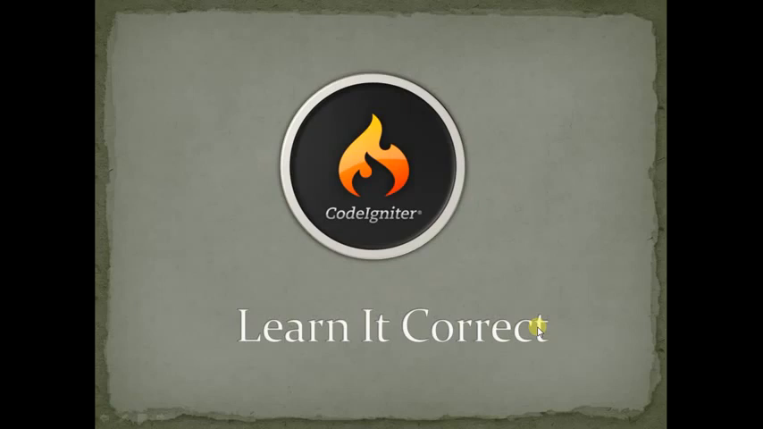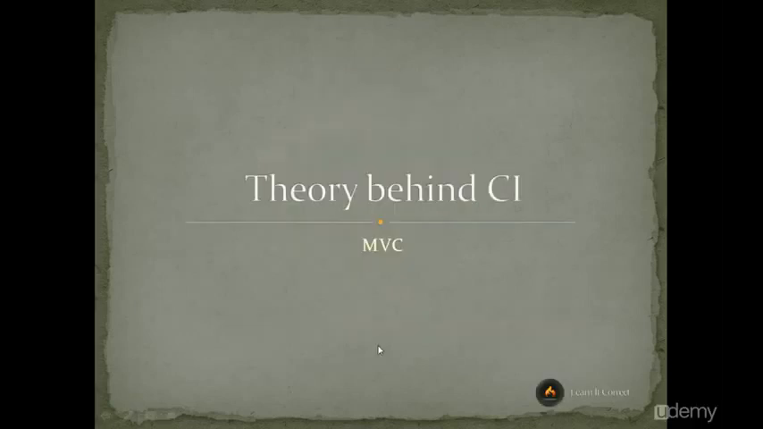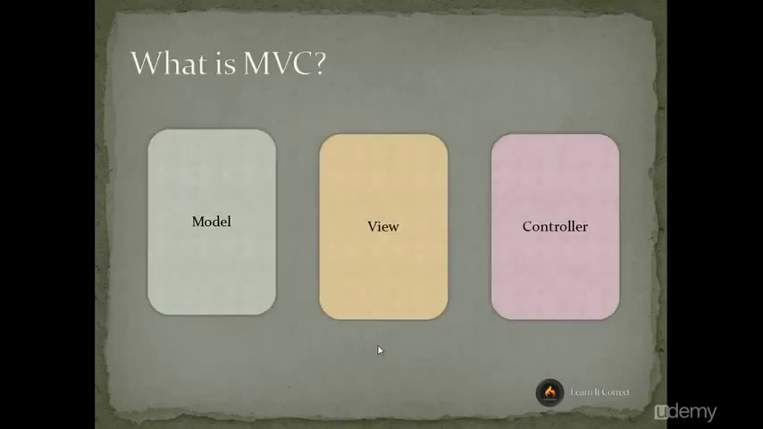Let's get started. Hello, in this video we are learning about the theory behind CI. This is MVC, Model View Controller. So let's get started and learn about MVC. MVC is an acronym for Model, View and Controller. This is a concept, yeah. So now we are doing programming.